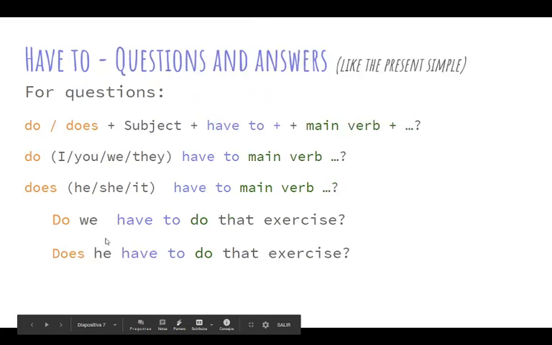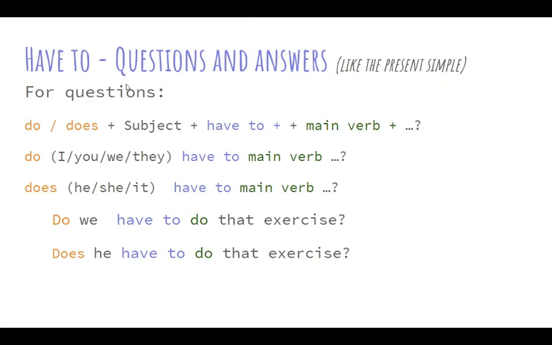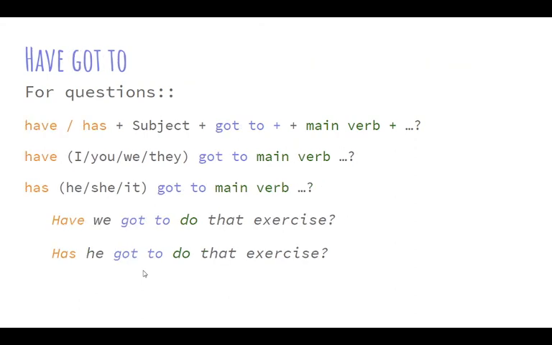Now, for questions, exactly the same. For the have to, is like the present simple, so do and does. Do we have to do that exercise? Does he have to do that exercise, etc.? For have got to, we use have directly. Have we got to do that exercise? Has he got to do that exercise, etc.?